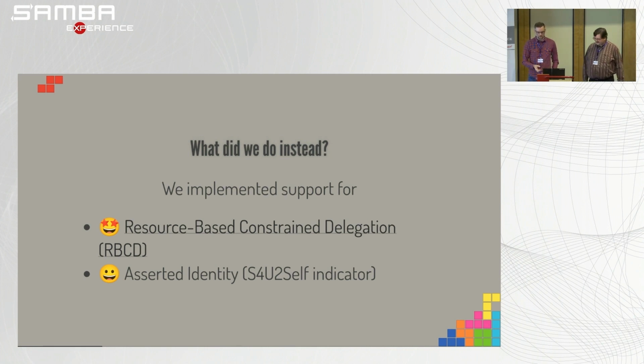And then we also added support for the asserted identity. The asserted identity is an indicator that S4U2self happened or not, or just basic. And that's an additional SID in the group memberships. So this work actually took us from 2018-19 until actually April of this year.